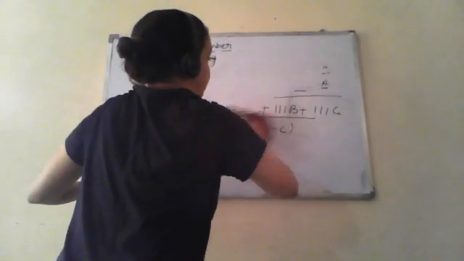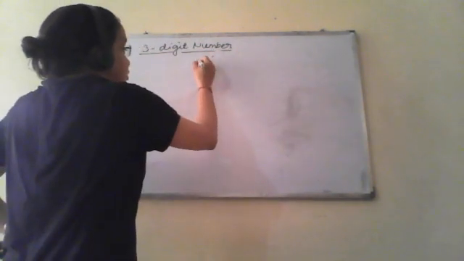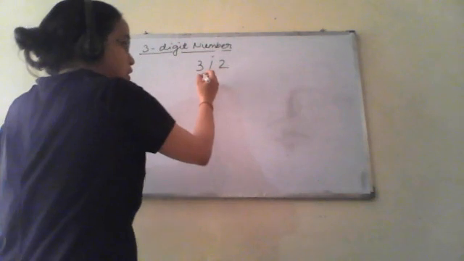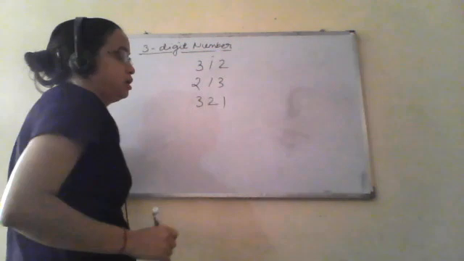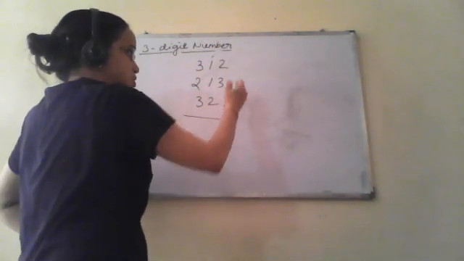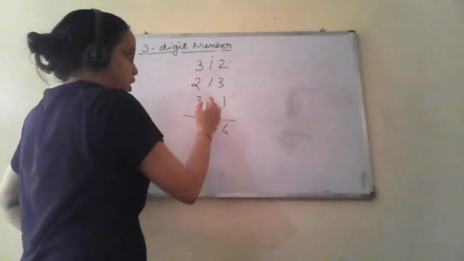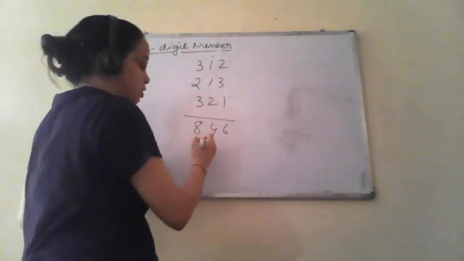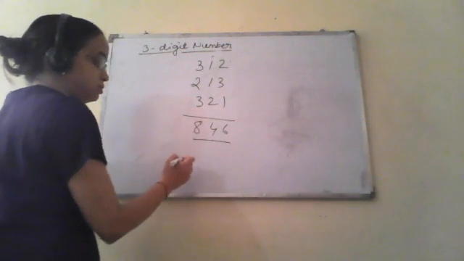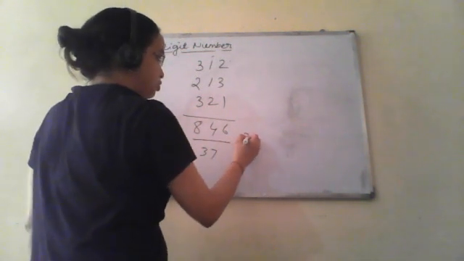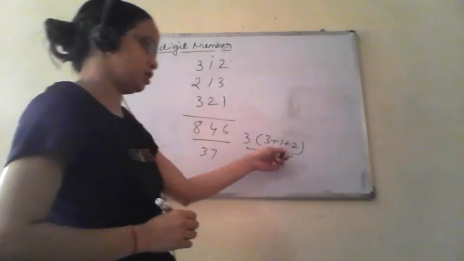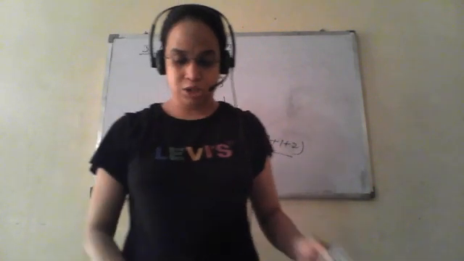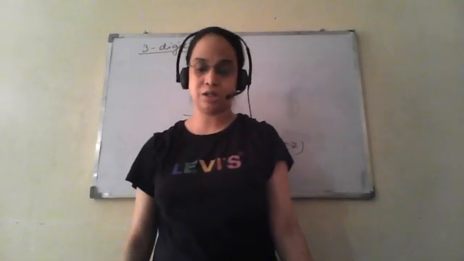Write one example. Say it is 312. The next will be 213, and then 321. Now if I add these three, the digit sum 3 plus 1 plus 2 is 6, and the total is 666. If we divide by 37, it will be 3 into (3 plus 1 plus 2), that is 3 into 6. This was what was left inside the bracket. So this was all about the different cases on reversing the digits.